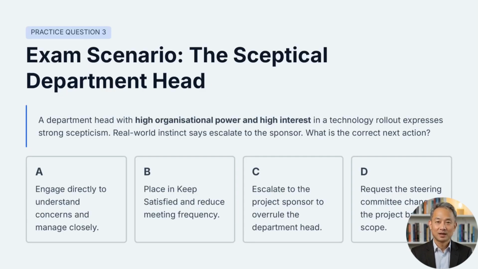For the final scenario, imagine a department head who has both high organizational power and high interest in a technology rollout project. The stakeholder is openly skeptical about the project and raises concerns frequently. Which action should the project manager take first? Should the stakeholder be engaged directly, moved into a different category, escalated to the sponsor, or managed through a scope adjustment? Consider the principles of stakeholder engagement before continuing.